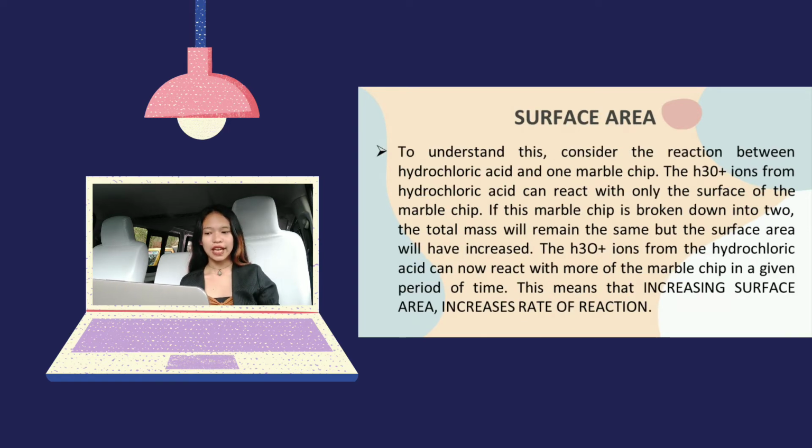And surface area. To understand this, consider the reaction between hydrochloric acid and one marble chip. The H3O+ ions from hydrochloric acid can react with only the surface of the marble chip. If this marble chip is broken down into two, the total mass will remain the same, but the surface area will have increased. The H3O+ ions from hydrochloric acid can now react with more of the marble chip in a given period of time. This means that increasing surface area increases rate of reaction.